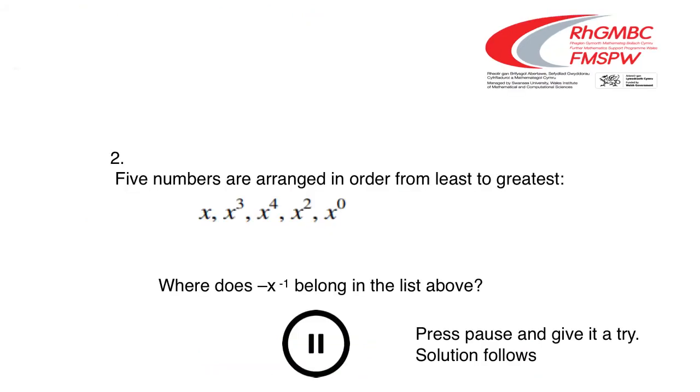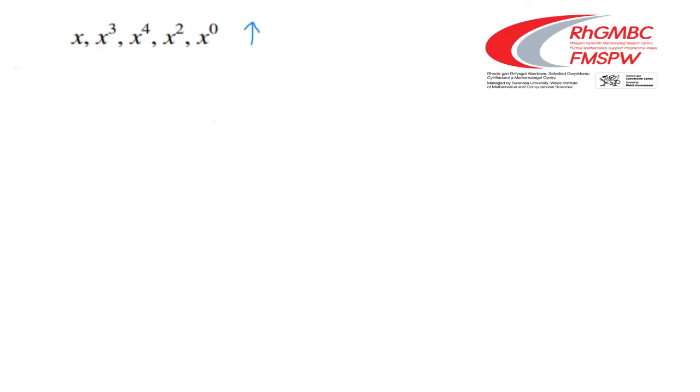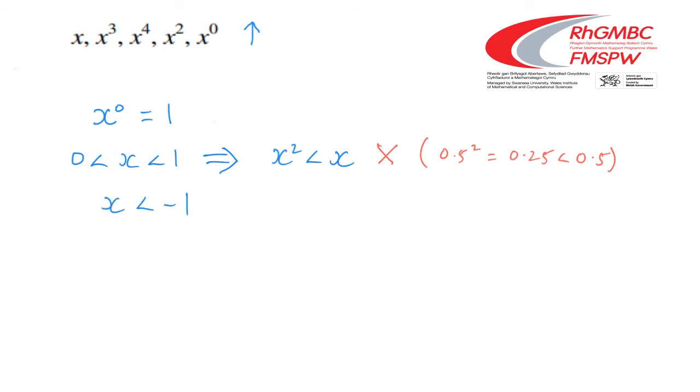When you are ready, you should pause this video and give the question a go. Firstly, we need to note that the given values are in ascending order. Also, x to the power of 0 is 1. Since this is the largest value, we may think about values of x lying between 0 and 1. However, when we do this, this implies that, for example, x squared would be less than x, and this is not true. If we consider x to be less than minus 1, this would imply that x cubed is less than x. Again, this causes a contradiction.